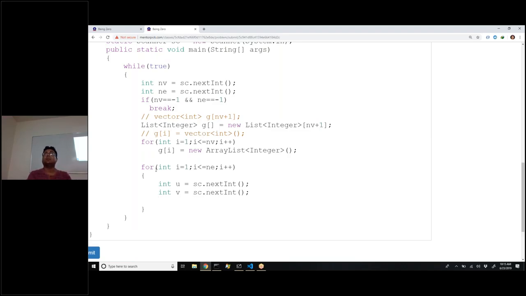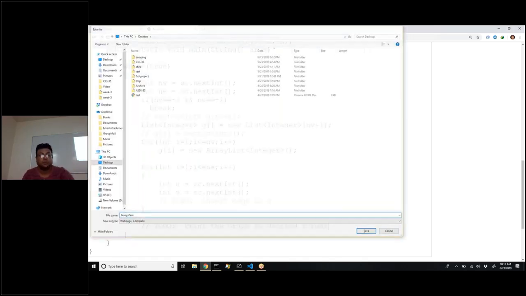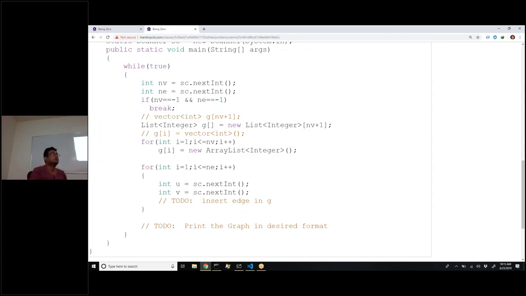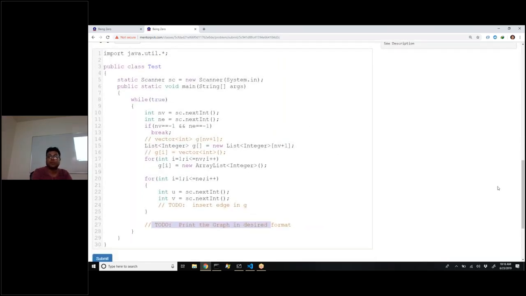And somehow we have to insert vertices U and V in the graph. This line I am not writing. Fill in: insert edge in G. This is what you need to do. After that, you will print the graph in the desired format. So this is what essentially they are doing. Right now, you should be able to figure out what lines to write so that every edge gets inserted, and how to print the graph in the format the problem statement is describing. So just fill this code, submit it. If you get stuck, let me know. But this notation is something we need to get comfortable with.